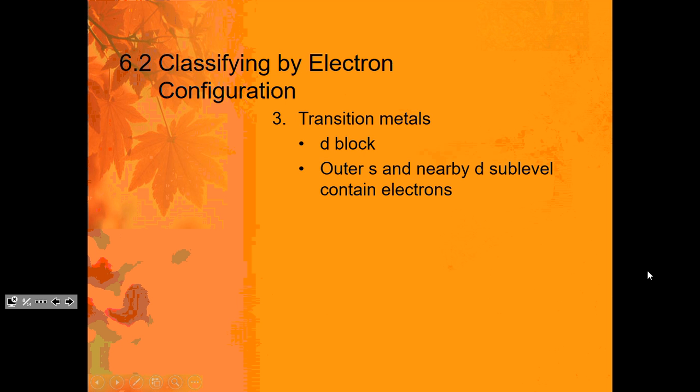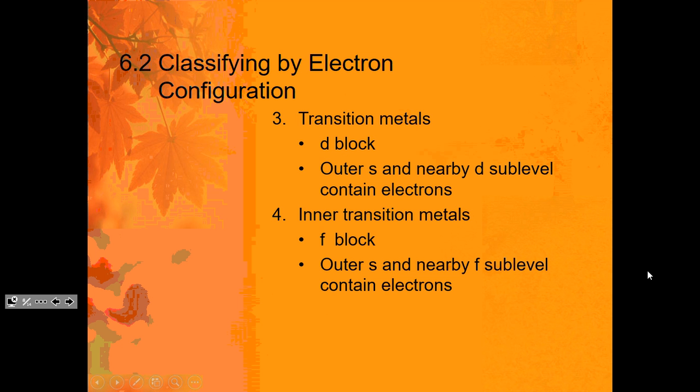Now, the D block in the middle of the table is our transition metals. Usually we'll either call it the D block or the transition metals. They have an outer S that is full and a nearby D sublevel that we're putting electrons into. And then finally, the group at the very bottom of the periodic table, which we called the F block last chapter, are our inner transition metals. Remember, they're inside the start of the transition metals, up in the bulk of the periodic table, the main portion of the periodic table. If we cut our table between our S and our D block and push them apart, that's where our F block would fit.